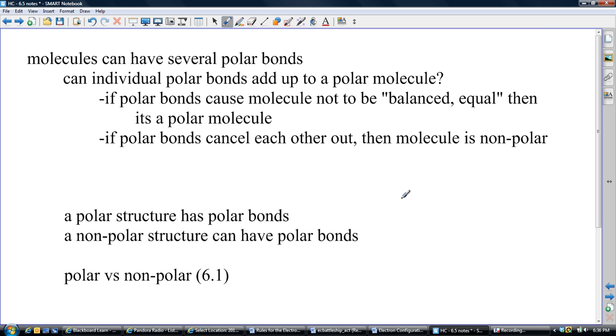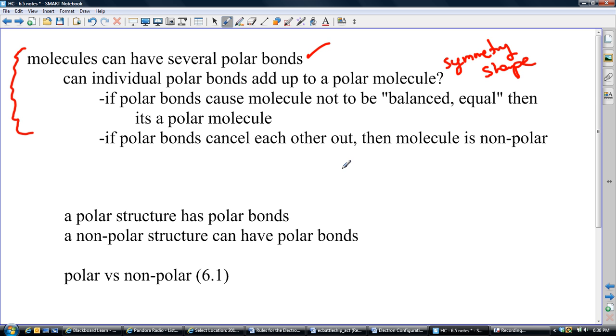So here's some things just to think about as we talk about polarity and dipoles. Right? First of all, molecules can have several polar bonds. That is definitely possible. The question is, can the individual polar bonds add up to make it a polar molecule? Okay? So what is the one thing we're looking at? We're looking at symmetry, and we're looking at the shape of the molecule. So if the polar bonds cause the molecule not to be balanced or equal, then it's a polar molecule. If the polar bonds cancel each other out, then the molecule's nonpolar. Hence, there's probably something in the symmetry or the shape.